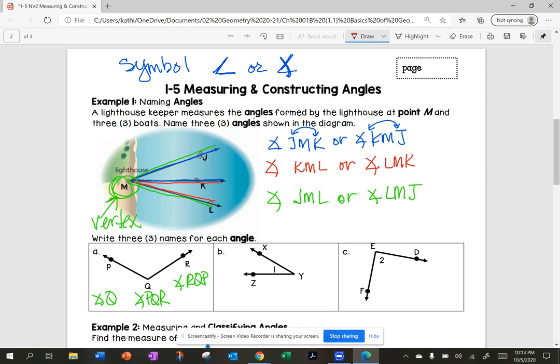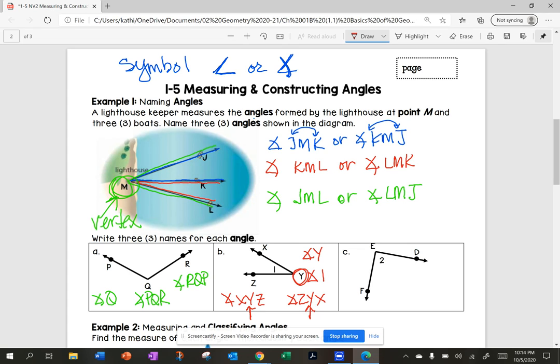All right, let's try B. I can call this angle Y by the vertex. I can call it angle 1, the number by the vertex. Or I could call it angle XYZ. Or I could call it angle ZYX. Okay, but it's really imperative that the vertex is the middle letter.